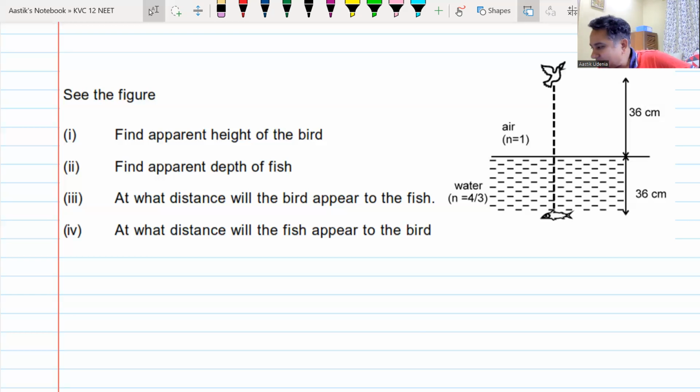84 is the third one, sir. Right, sir? That is correct, sir. What about the fourth one? At what distance will the fish appear to the bird?